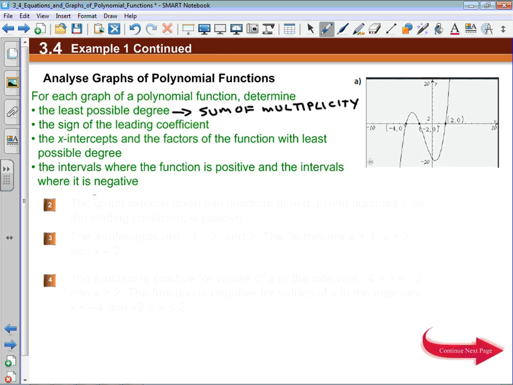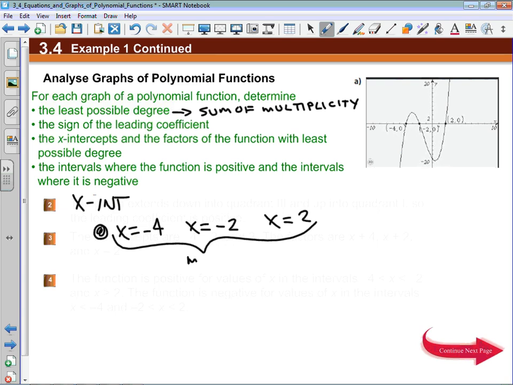So the least possible degree for this function, I'm just going to summarize that we have x-intercepts at x equals -4, x equals -2, and x equals 2. And all three of these, judging by the shape of that graph, have multiplicity of 1. And that means if we add 1 to itself 3 times, my least possible degree is going to be the sum of those multiplicities, and therefore that's going to be 3.